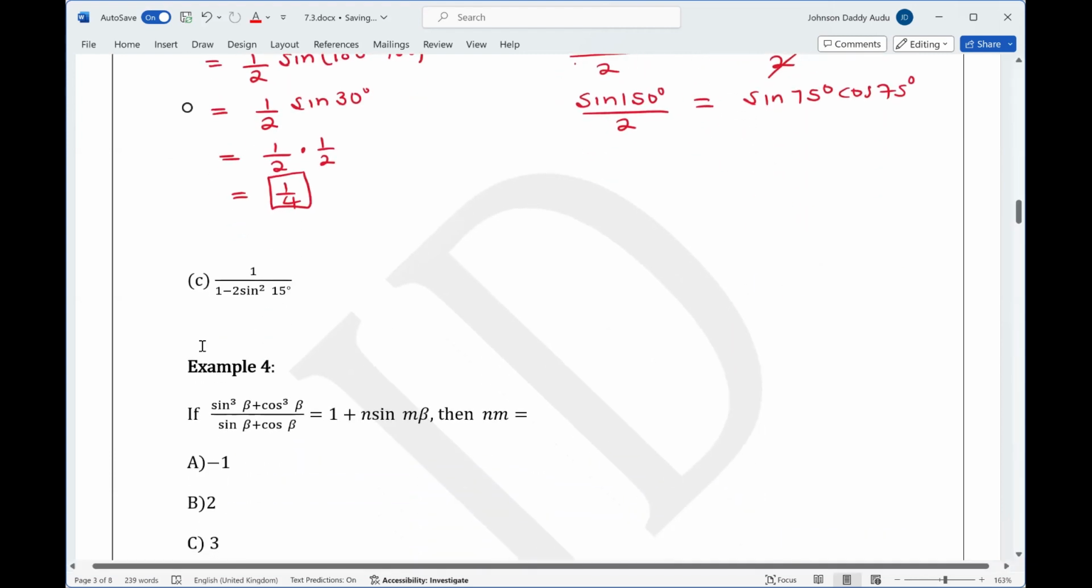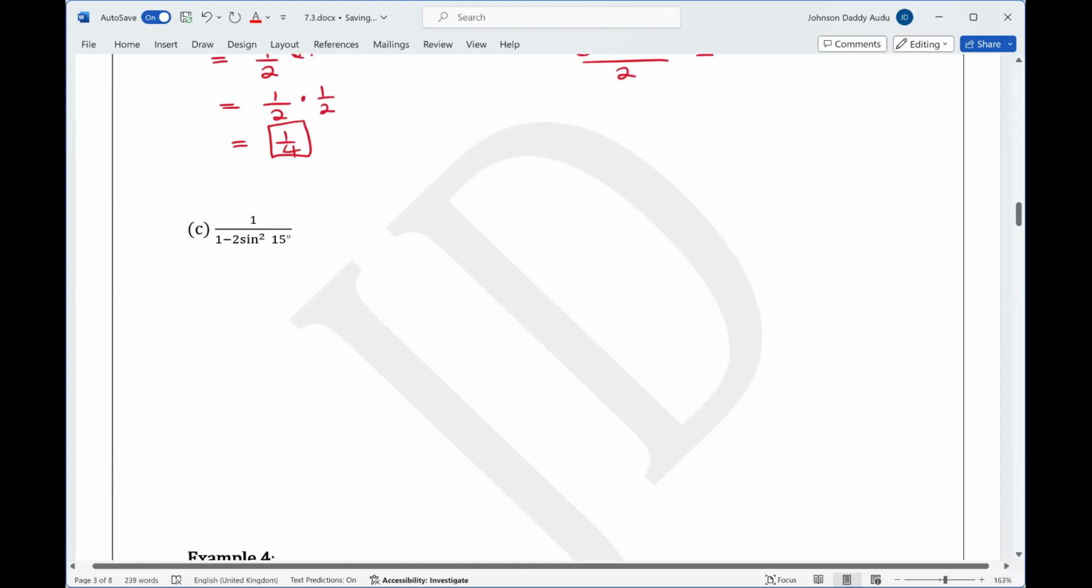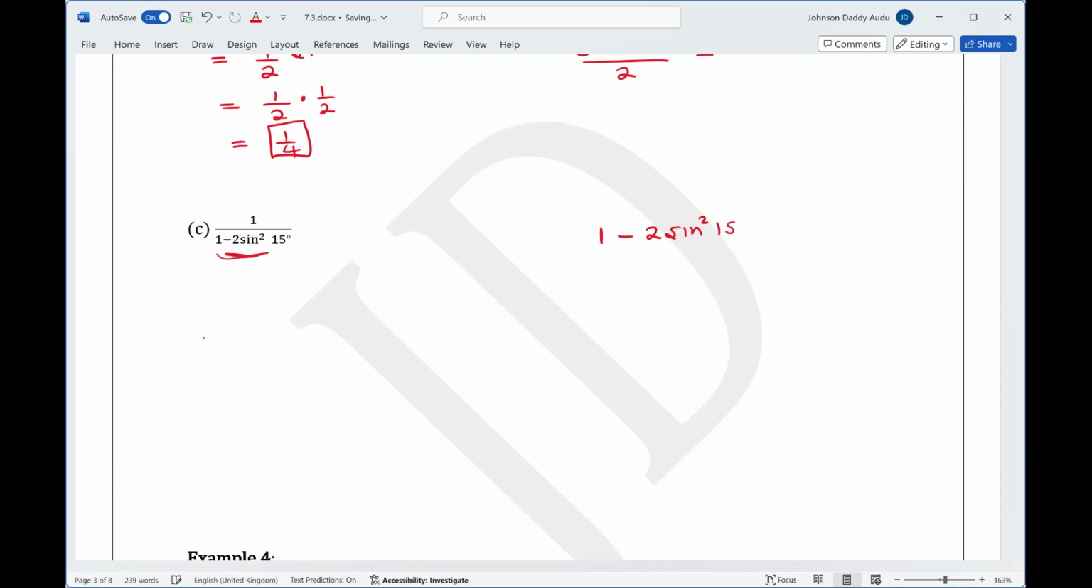All right. Then C. C is similar, look at this one. So we always have to look at what we have and how we can manipulate it to something that we know. So forget about the numerator now. Let's think about the denominator. This is what you have. Squared 15, right? But this is nothing but what? This is nothing but cosine of what? Just cosine of 2 times 15, right?